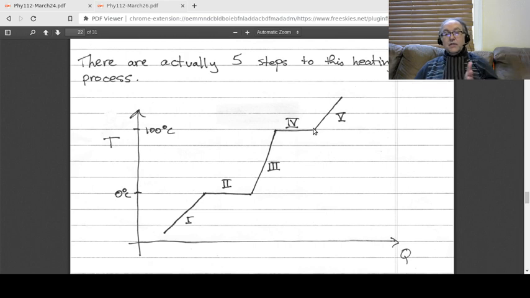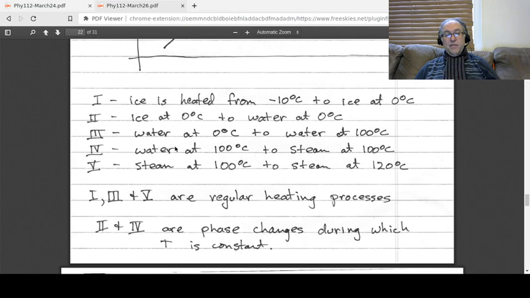So now you have steam at 100 degrees Celsius, and you keep adding heat, and now the steam starts to heat up. It's 100 to 110, finally it gets to 120, and you're done. So there's actually 5 steps. You have to calculate 5 different steps for this heating, okay? And I just have them labeled here. It's exactly what I just said, all right?